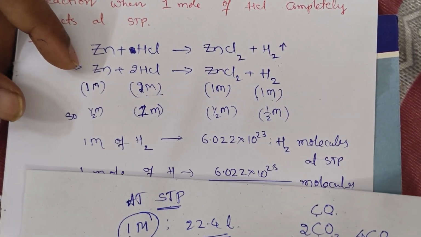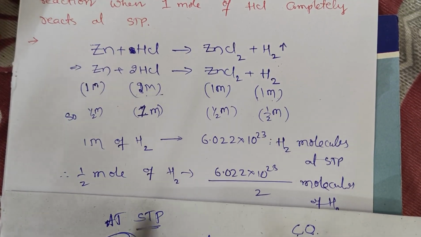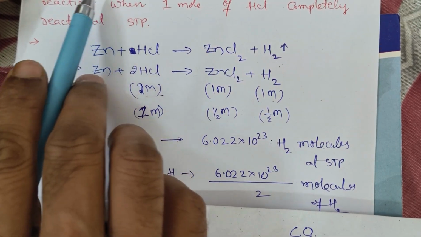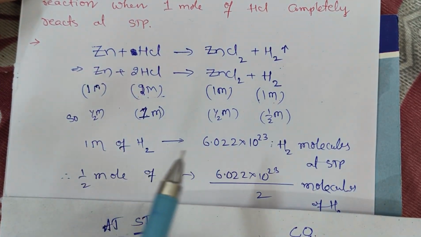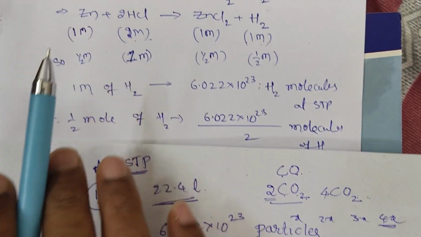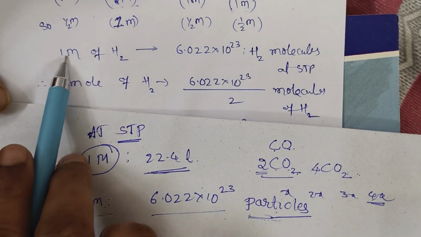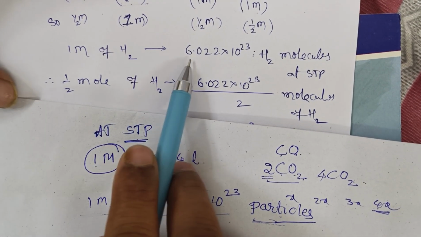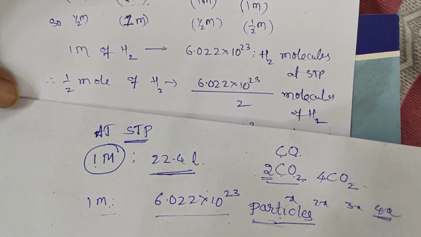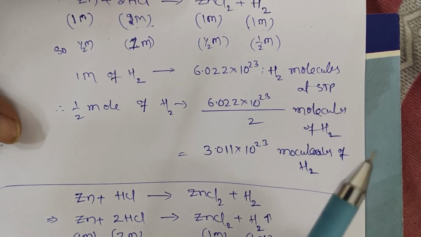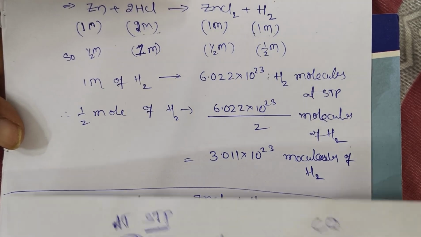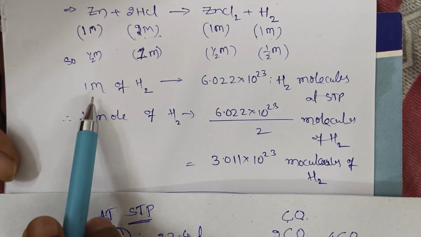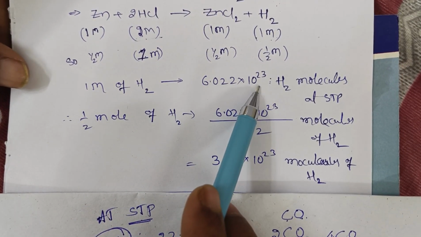Now what did they ask here? We have to calculate the number of molecules of hydrogen gas. As per our discussion, 1 mole of hydrogen gas contains 6.022 × 10^23 hydrogen molecules, right? 1 mole of hydrogen contains these many molecules.